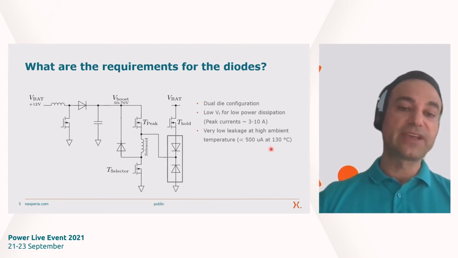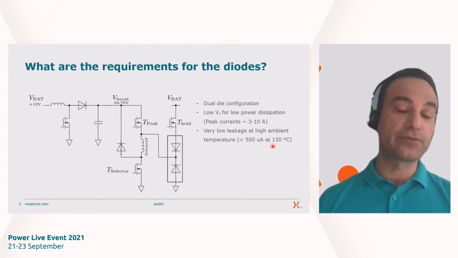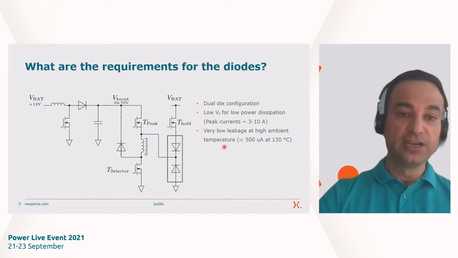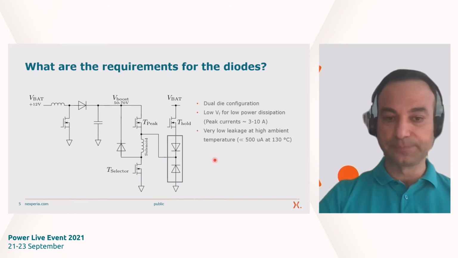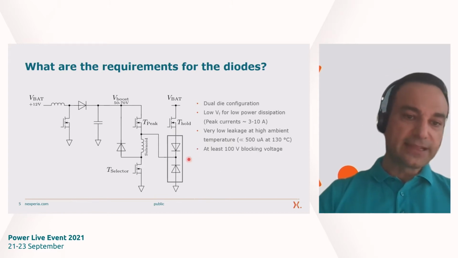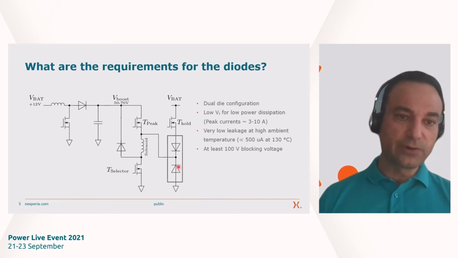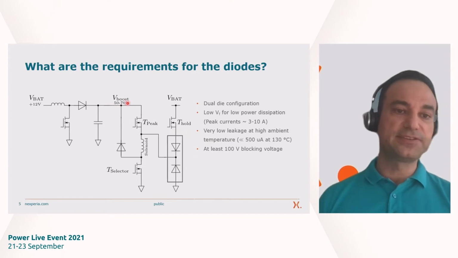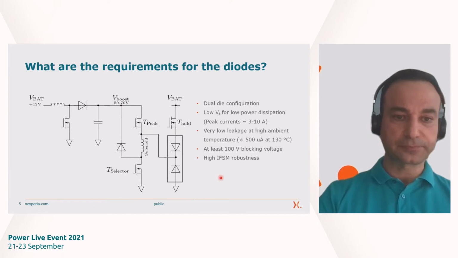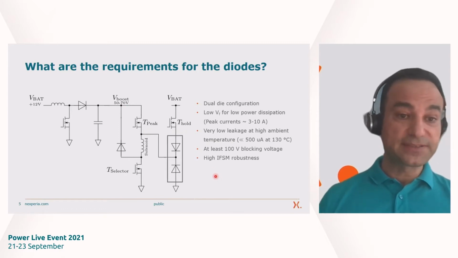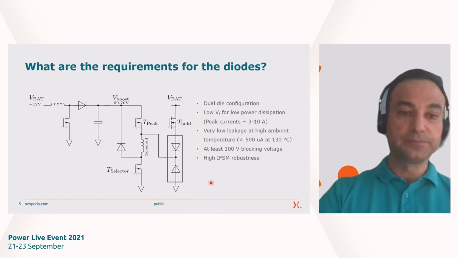In the automotive case, it can be up to 130 degrees C ambient temperature. So it's crucial to have devices with a very low leakage current. We need at least 100 volt blocking voltage, taking into account this intermediate voltage given here, 50 to 70 volts. High surge robustness is, of course, key, taking into account an inductive load.